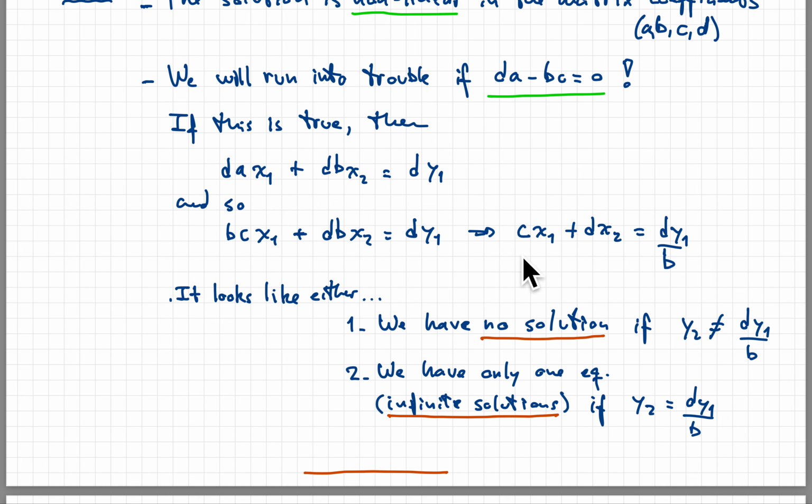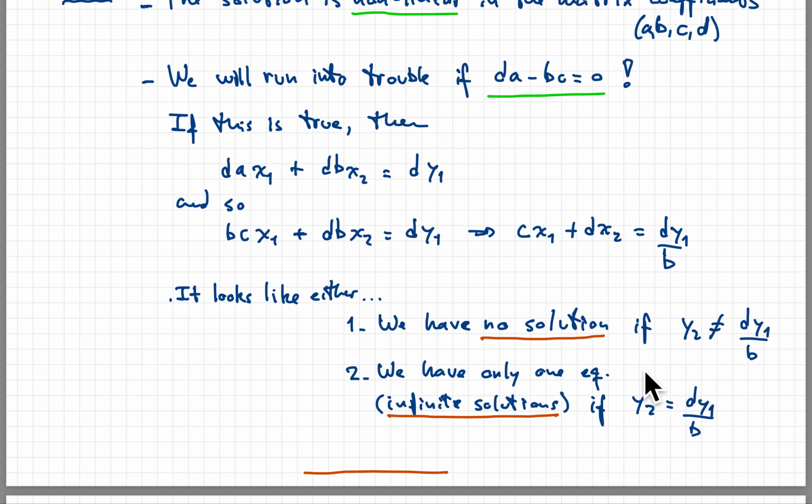Remember, I derived this using the first equation and this property, nothing else. And the second equation tells me that actually this combination has to be equal to y2. So if those two things are not equal, then I have no solution. The system is incompatible and I cannot solve it. Of course, if y1 is equal to y2 is equal to 0, then there's always a solution. If y1 is equal to y2 equal to 0, then those right-hand sides are both 0, and there's no problem. But if they're not equal and ad minus bc is 0, then you'll be in trouble.